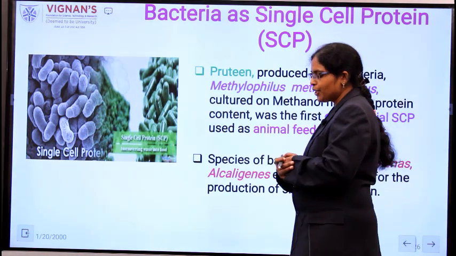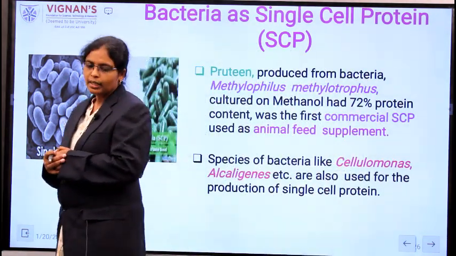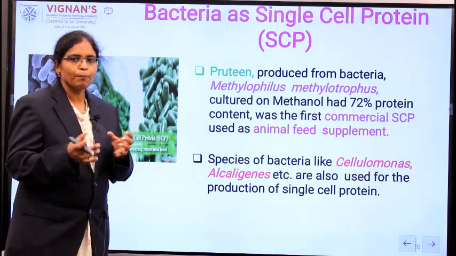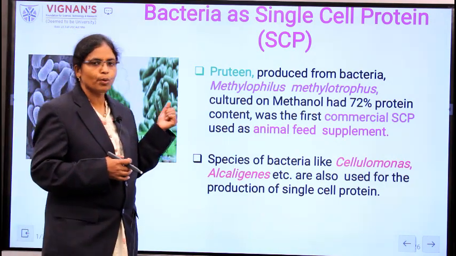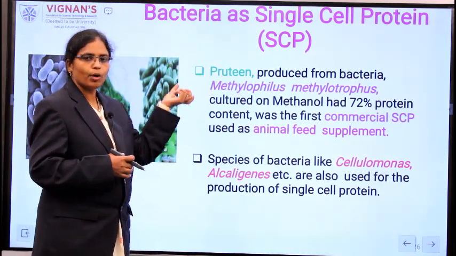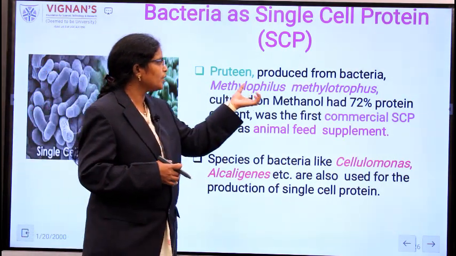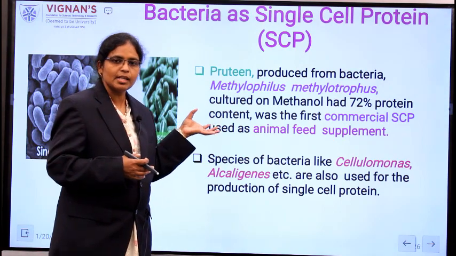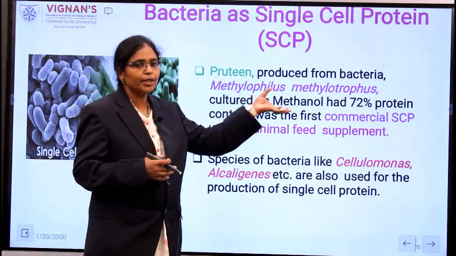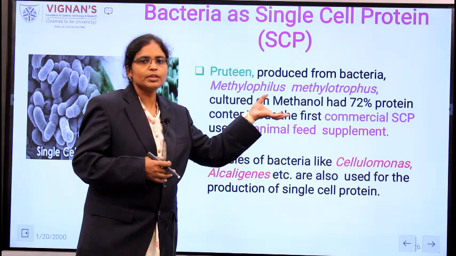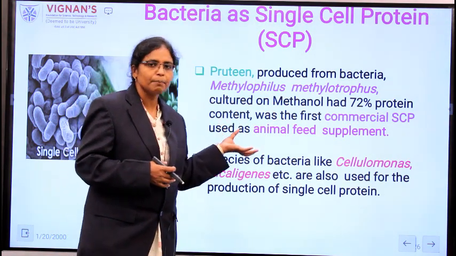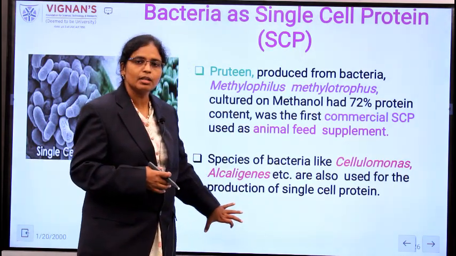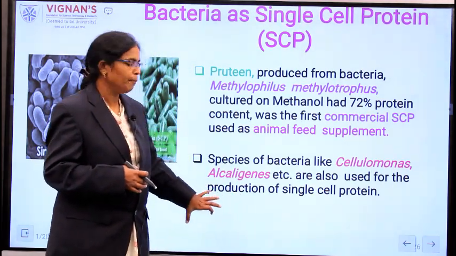And another application of bacteria is that the entire bacterial biomass is used as a protein, nothing but single cell protein. Now this protein is a product in the market. This is produced by Methylophilus methylotrophus, and this is the commercialized single cell protein. It consists of 72% protein. So that protein is used as a feed supplement for animals. And other species, Cellulomonas and Alcaligenes, are also used as single cell protein.